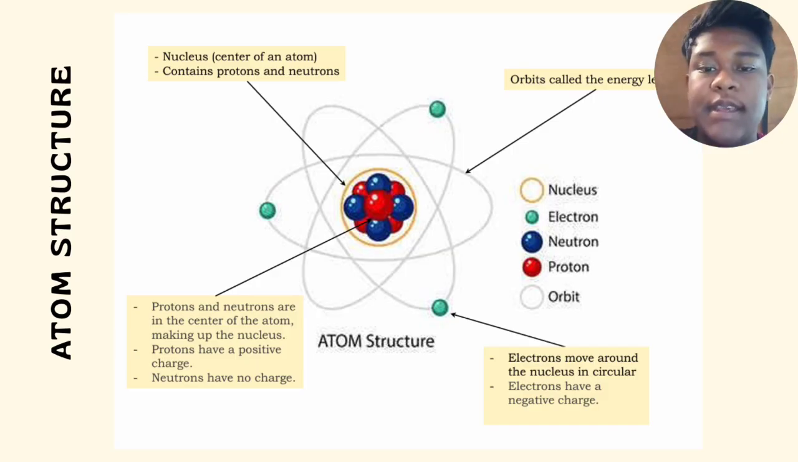As we can see in the atom structure, the nucleus is the center of an atom, containing protons and neutrons. Protons and neutrons are in the center of the atom, making up the nucleus. Protons have a positive charge, while neutrons have no charge. Electrons move around the nucleus in circles. Electrons have a negative charge.